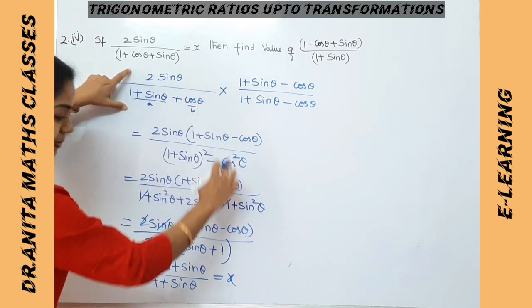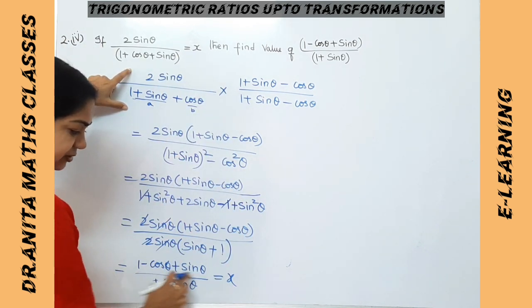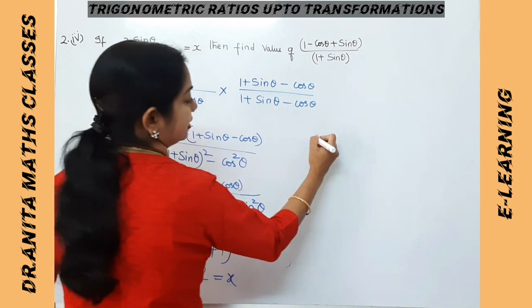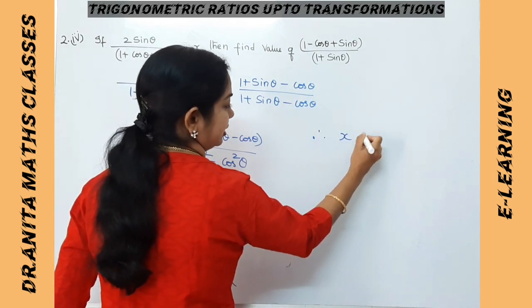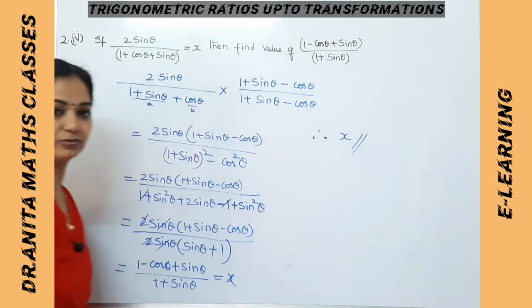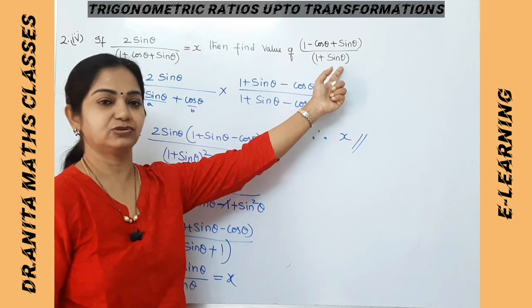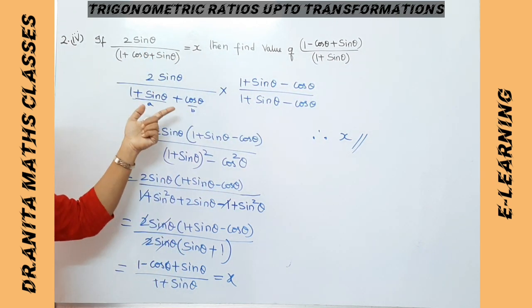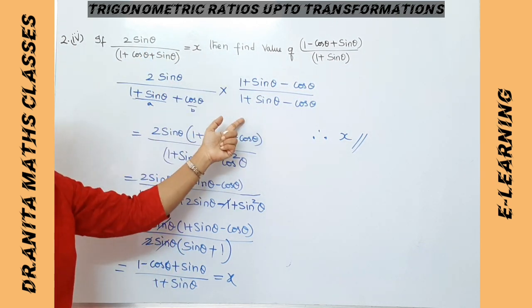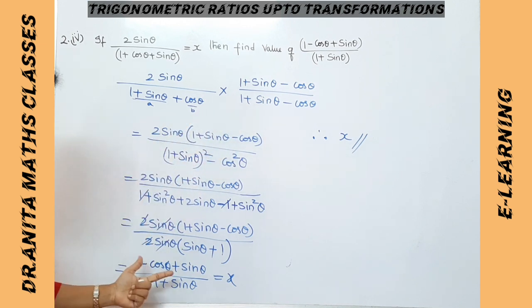So this value we got as x. This I have simplified. So we got this value. This is equal to x. So clearly we got the value x. Therefore, the value of this. So we started with this, we have multiplied and divided with the RF, then we have simplified, that is the value of x. Please pause the video and note it down.